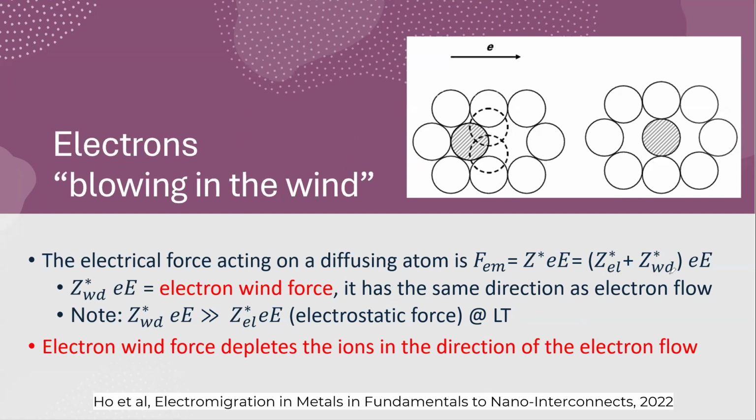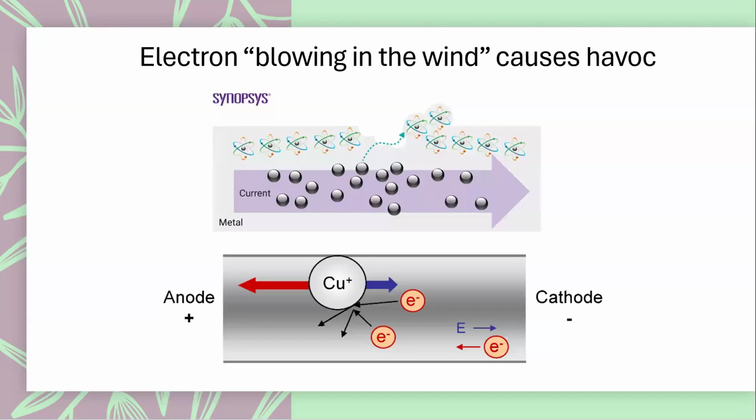Right? And the electron wind force, as we say, is blowing in the same direction as electron flow. So at the end of the day, most likely the electron wind force depletes the ion in the direction of electron flow. But this is opposite to the current flow. Keep that in mind. This is electron flow. So this one will move forward, right? As shown here, the current is going this way, and the copper is going in the same direction, this way.